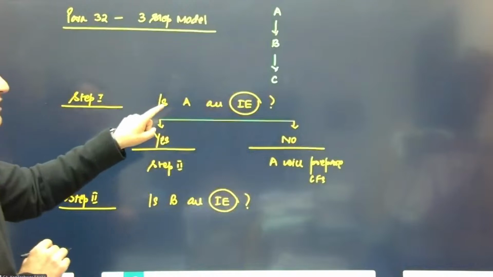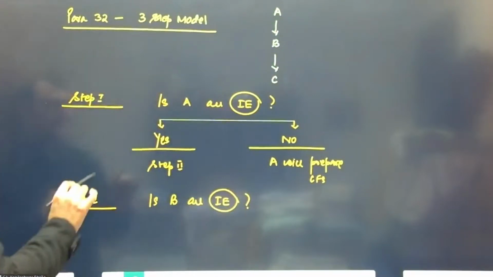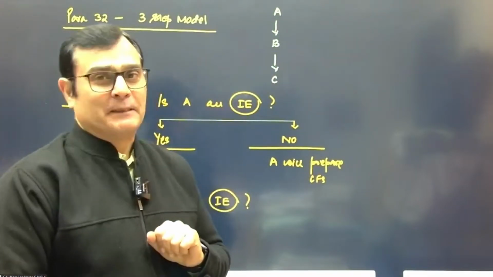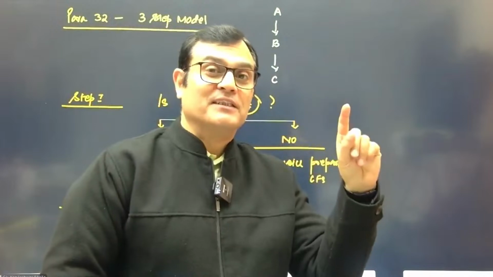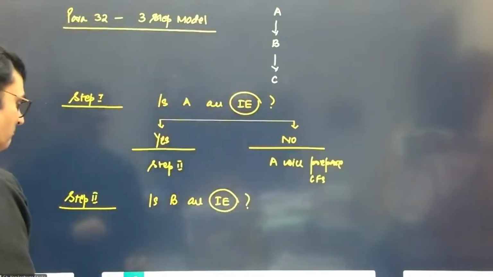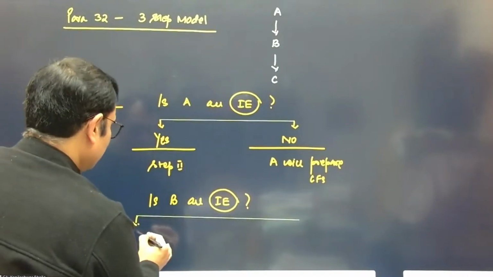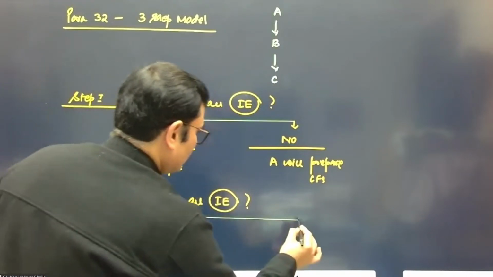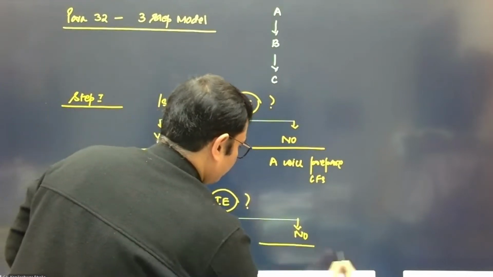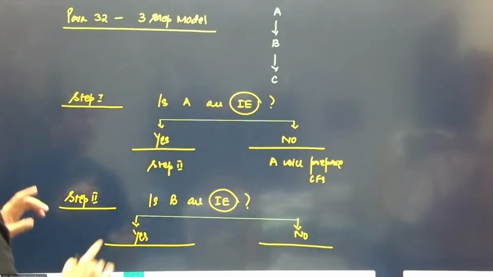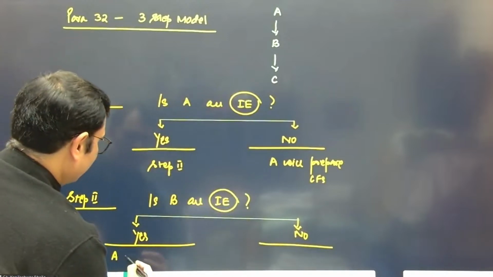So in this particular case, A is an investment entity, and then you put the question to the son. The first question goes to the father, then the next question goes to the son. So is B an investment entity? So we say a yes or we say a no. Now, if you say yes, then in that case, A is not required.